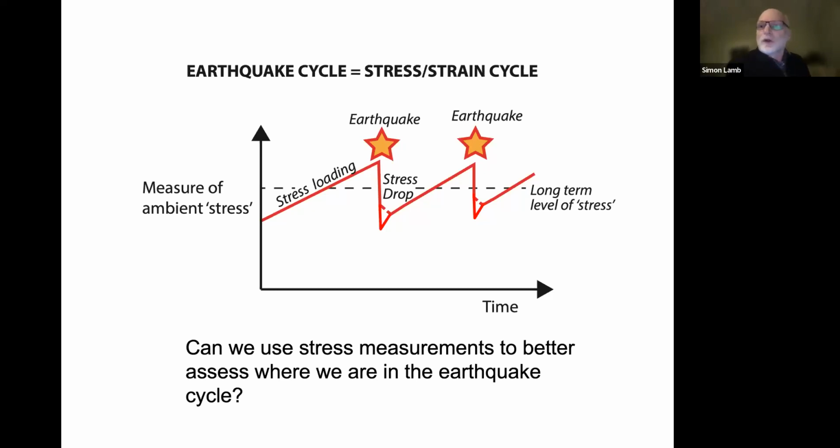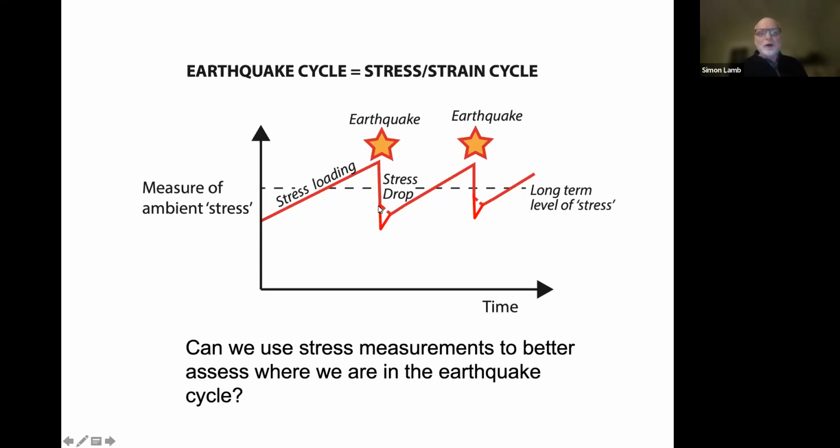At that point, the fault can't support any more stress and it breaks. And that breakage is what gives rise to the earthquake. And you get slip on the fault. And that slip actually takes elastic stress out of the system, and so it relieves the stress. And then you start the next earthquake cycle.